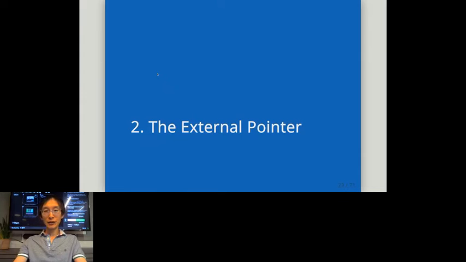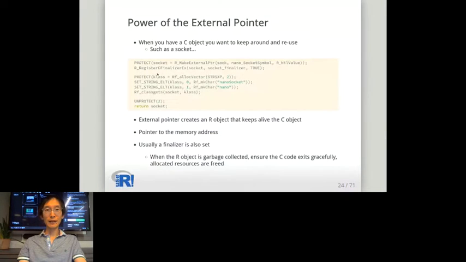Second topic I want to touch on is the external pointer, and this is really a powerful device when you have a C object that you want to keep around and reuse, such as a socket, which in the NNG world you send and receive messages over. The external pointer is an R object which keeps the C object alive. It's just a pointer to the memory address, and usually when you create the pointer, you also set a finalizer. So when the R object is garbage collected, it's just a bit of code that ensures that the C code exits gracefully and any allocated memory is freed.